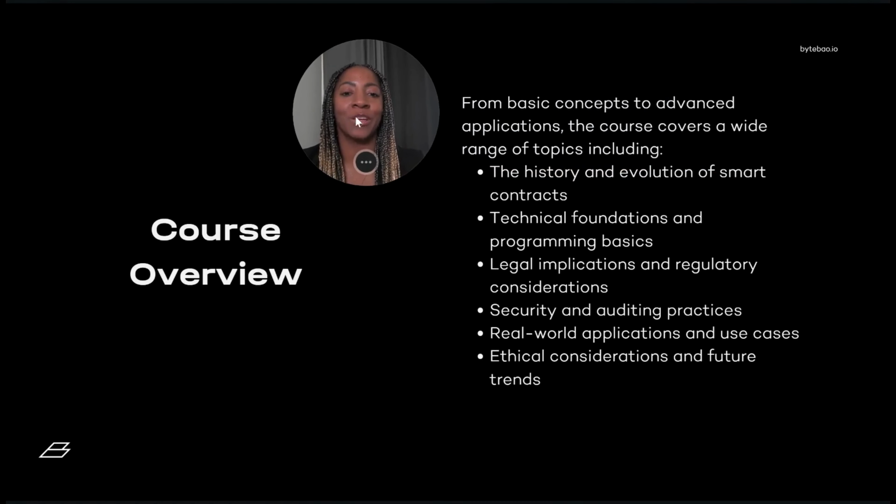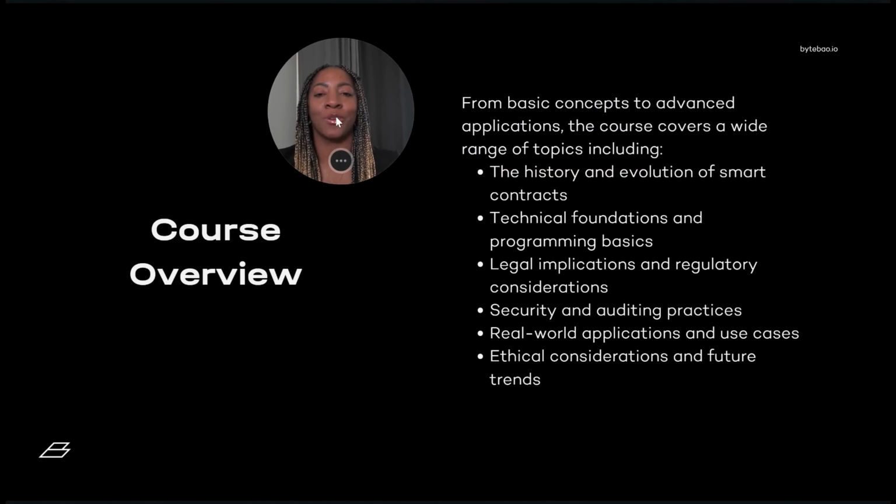So in today's course, we are going to talk about all of the basic components of a smart contract. We're going to delve into the history and the evolution and the use of smart contracts in blockchain technology. We're also going to talk about the technical foundations of smart contracts, what makes it different than legal contracts. And of course, we want to overview and talk in detail about legal implications and regulatory considerations of smart contracts. We'll talk about real-world applications, use cases, and of course, my favorite, ethical considerations and future trends of smart contracts.